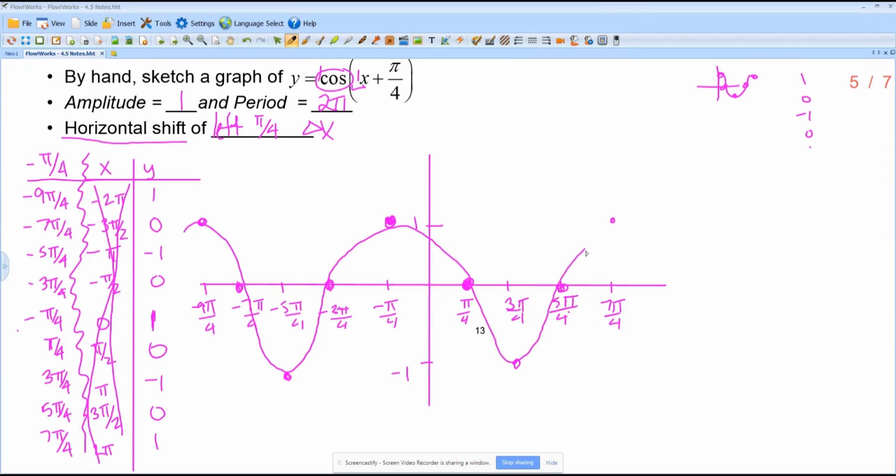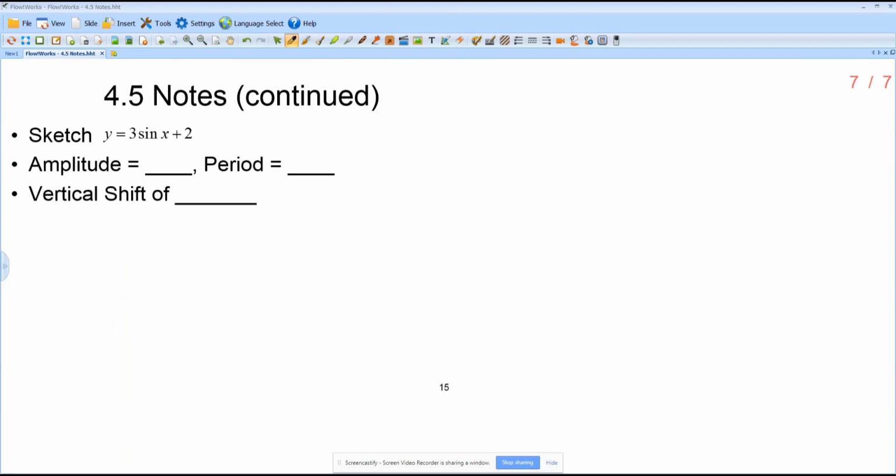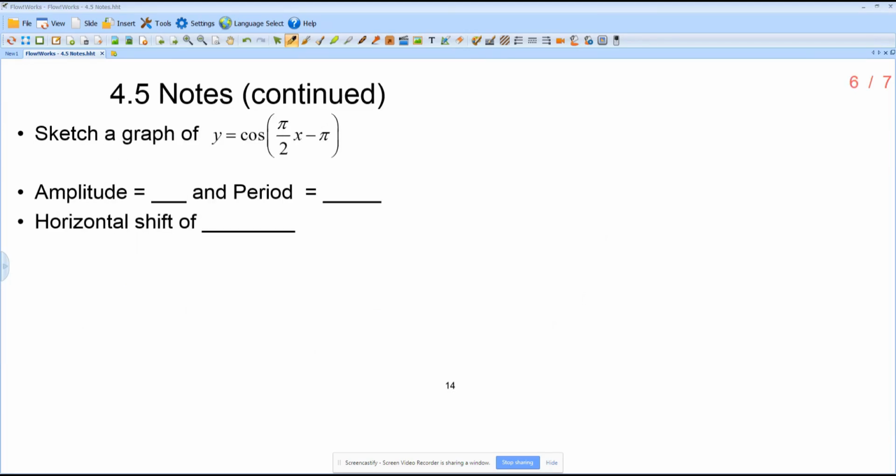And then you draw this, hopefully better than my art skills graph. That was really bad, sorry. So doing another one, sketch a graph of y equals cosine of (pi halves x minus pi).